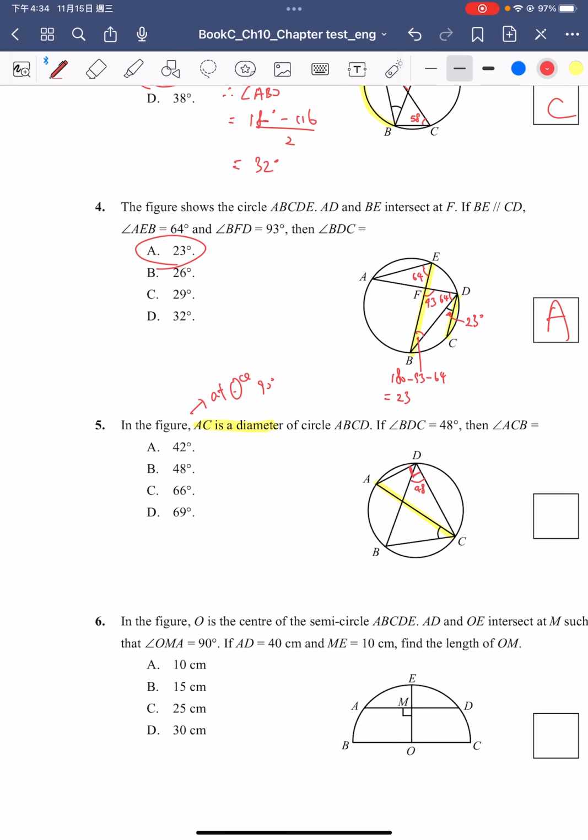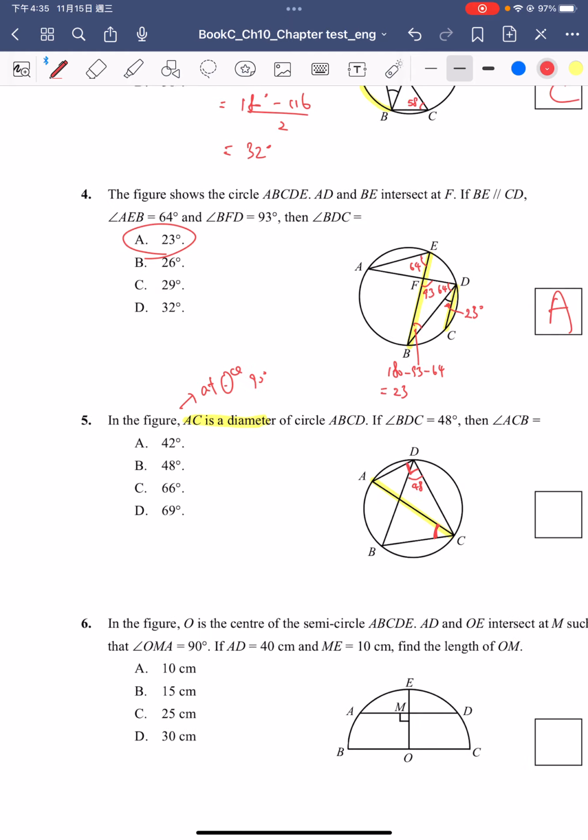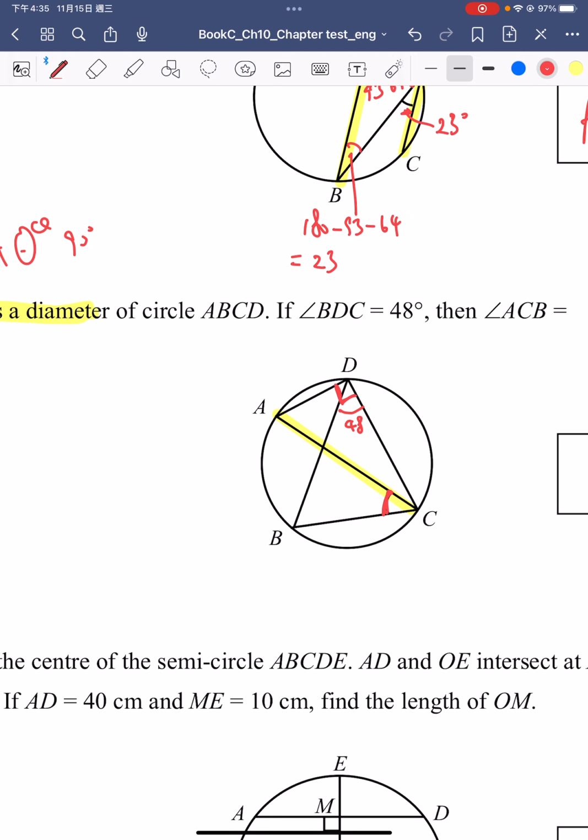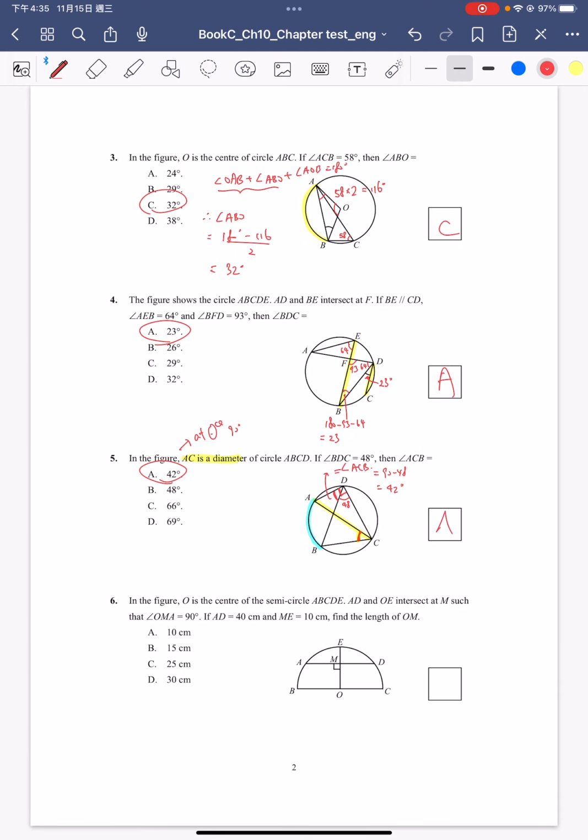Then what we're going to find is the angle of ACB. So how can we find out the angle of ACB? First of all, as this one is the angle in the semicircle, we can say this is 90 degrees. And you can see this angle is subtended by this arc AB, isn't it? And this AB is being subtended by this angle ADB as well. So we can say the angle of ADB is equal to the angle of ACB, the required angle. So this is equal to 90 minus 48, giving you the answer 42 degrees. So the answer is going to be A.